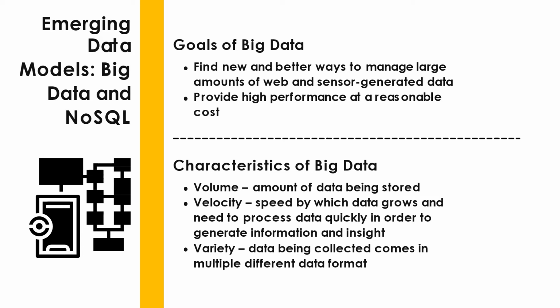Now, what characterizes big data? We take a look at the 3 V's, which are volume, velocity, and variety. Volume refers to the amount of data being stored. Velocity refers to the speed by which data grows and the need to process data quickly in order to generate information and insight at a glance. And lastly, variety, which refers to the data being collected coming in multiple different data formats.